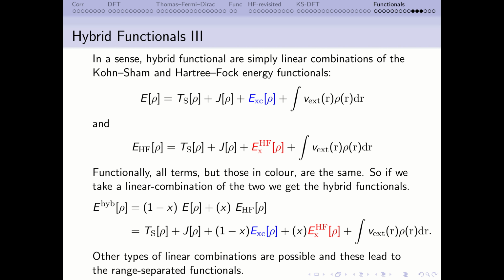And in a way, what he's done is simply combine pieces of these two functionals, and you get a hybrid functional. Now this is not the only way you can make a combination of these. You can combine them a little more intelligently, and what you get then are what are called range separated functionals, but that's for another lecture.